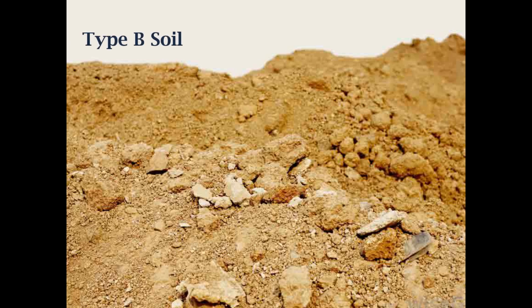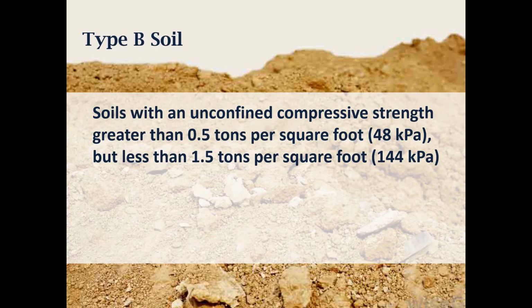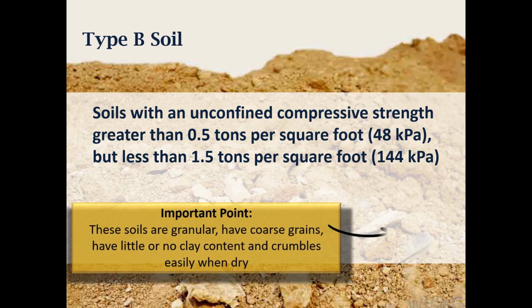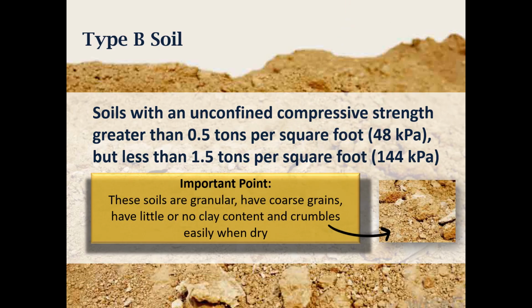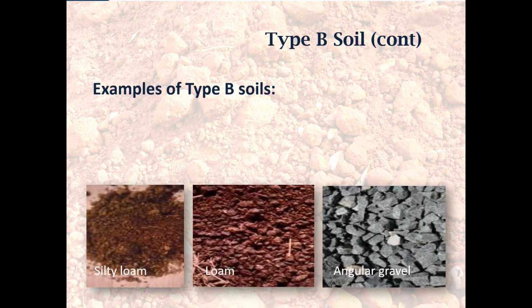Type B soils are fairly cohesive soils with an unconfined compressive strength greater than 0.5 tons per square foot, but less than 1.5. These soils are granular, have coarse grains, have little or no clay content, and crumble easily when dry. Examples of type B soils include angular gravel, loam, silt loam, and so on.